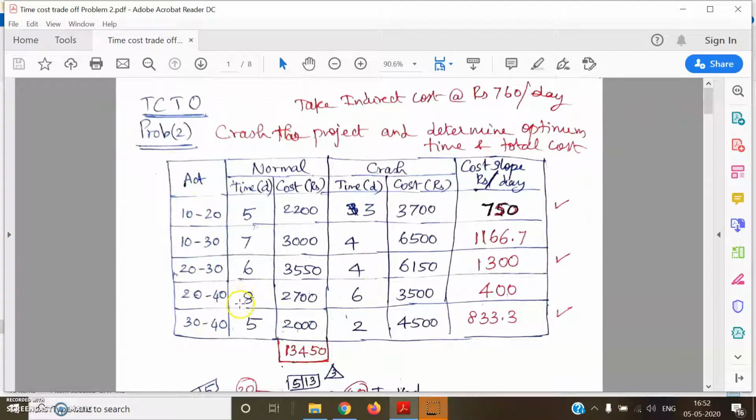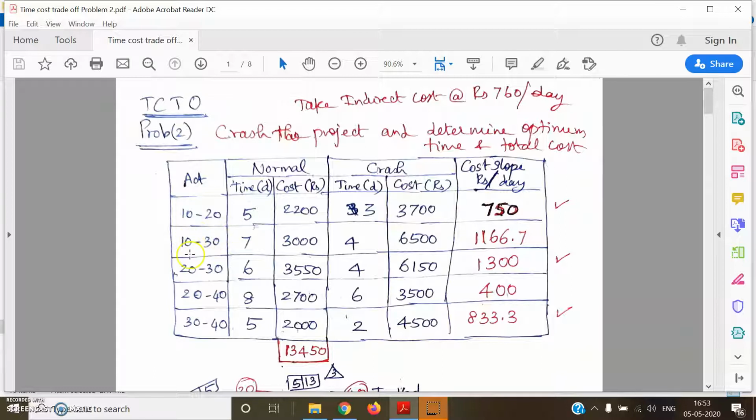And how do we start with the problem? We have to calculate the cost slope for the individual activities, which is the ratio of difference in cost divided by difference in time, okay, which varies at a rate of rupees per day. So for the first activity 1020, the normal time is 5 days, normal cost is 2200 rupees, crash time is 3 days, crash cost is 3700 rupees, and the cost slope comes out to be 3700 minus 2200 divided by 5 minus 3, which is 750 rupees.